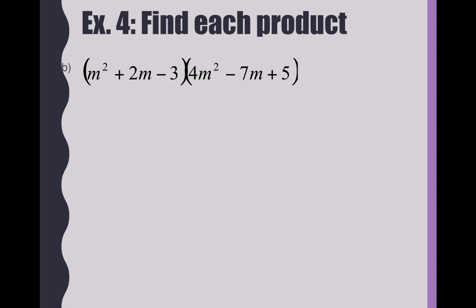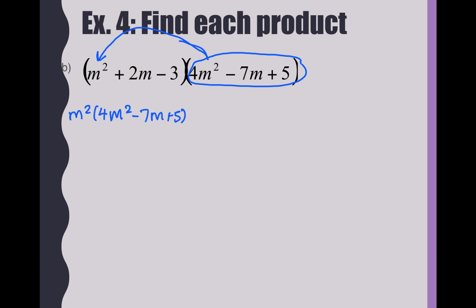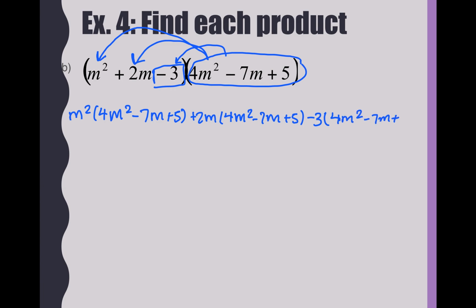Okay, let's go over this. I have this whole 3-term polynomial, and I'm going to distribute it to each term of the first polynomial. So that's m squared times 4m squared minus 7m plus 5. Distribute it to the second term. That's a plus 2m times 4m squared minus 7m plus 5. And to the third term, and remember this is a minus 3, minus 3 times 4m squared minus 7m plus 5.